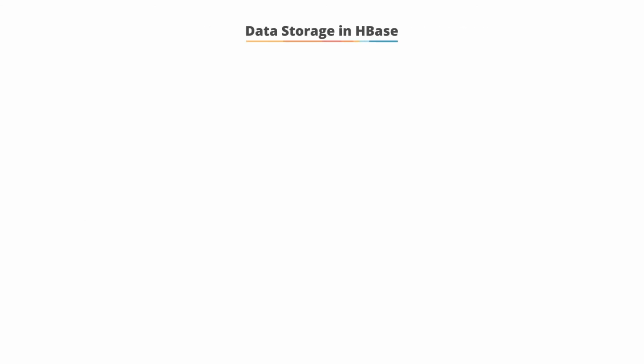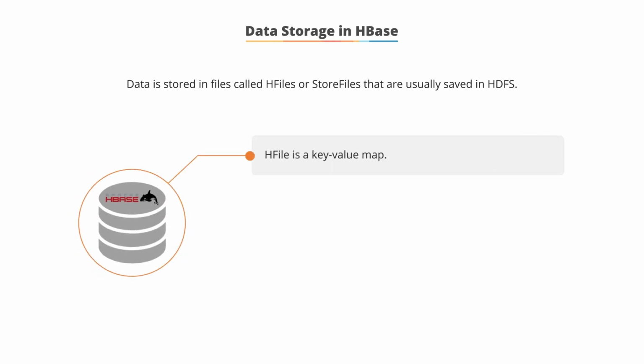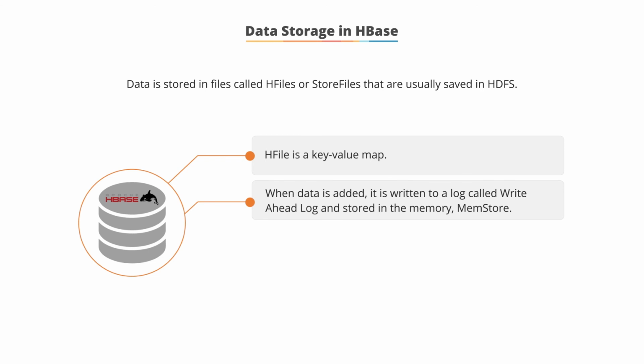Data storage in HBase. Data is stored in files called H-files or store files that are usually saved in HDFS. An H-file is a key value map generated due to the MapReduce operations that are performed by Hadoop. When data is added, it is written to the WAL and stored in memory. This in-memory data store is called the memstore.